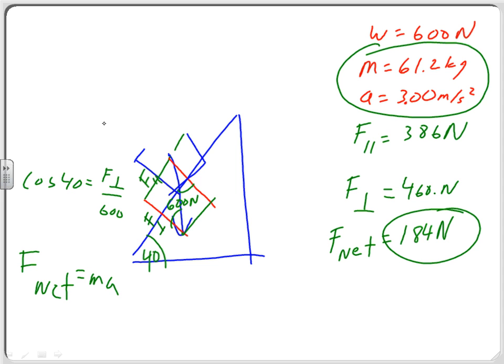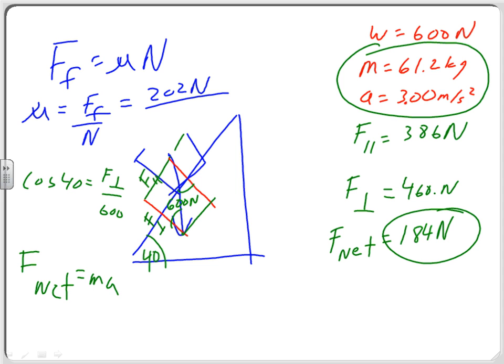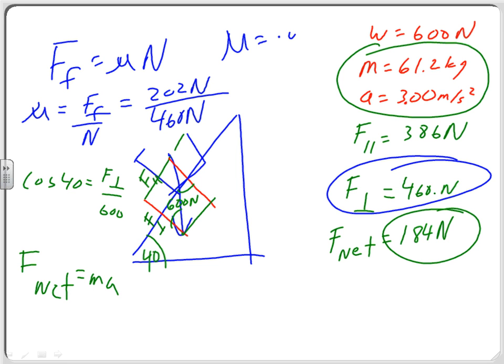To find the coefficient of friction, we'll use what I call the fun equation. We want to solve for mu. We just figured out that our frictional force was 202 newtons. And remember that the normal force is the amount of force pushing the two surfaces together. Well, in these kinds of problems, the force pushing our two surfaces together is the perpendicular component of our weight, 460 newtons. That's pushing the box into the plane. So if we put 460 in for the normal force, and we go 202 divided by 460, we end up with a coefficient of friction, mu, equal to 0.439.